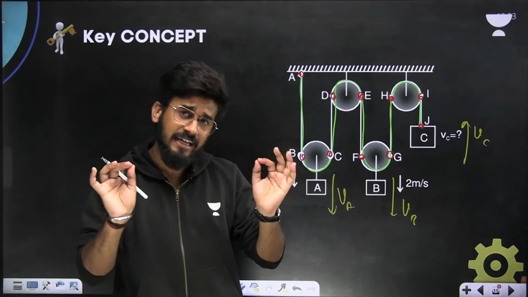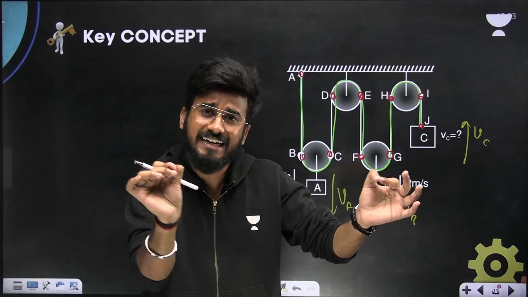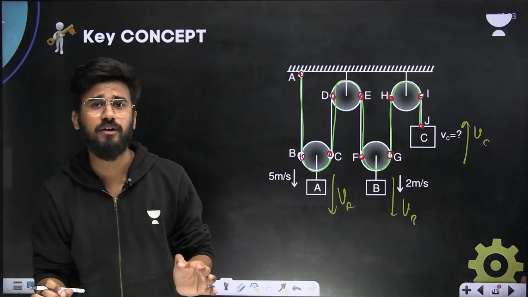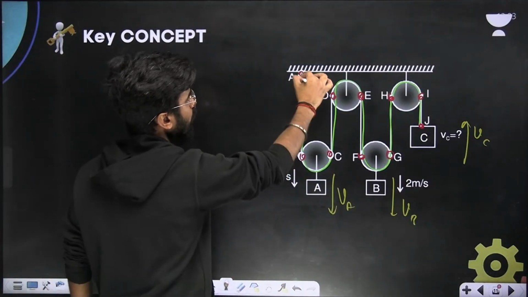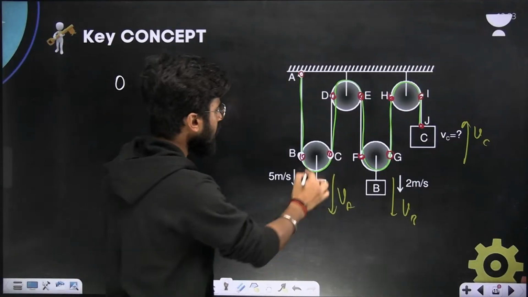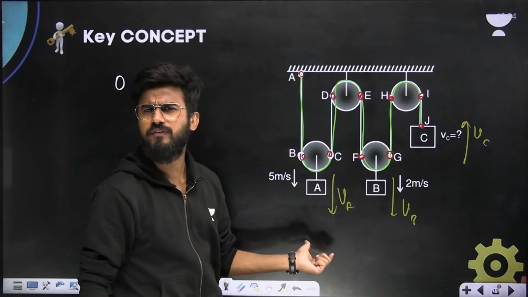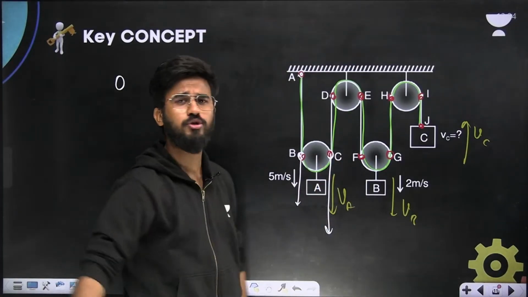Got it? And if the point is moving in such a way that it is decreasing the length of that particular string, then we'll consider that particular velocity as negative. Got it? Now consider all the points. Since this point is at rest, we'll consider it as 0, because it's not moving. Now this block is moving in downward direction, so the pulley is also moving in downward direction. It means this point is also moving in downward direction, this point is also moving in downward direction.